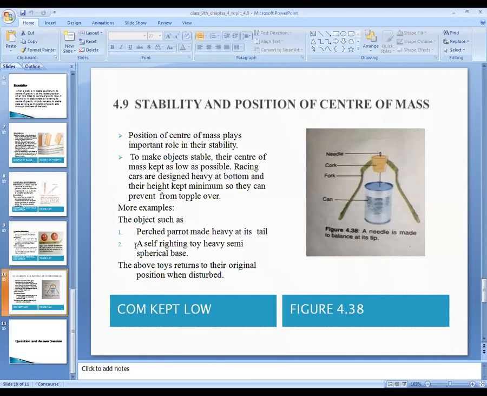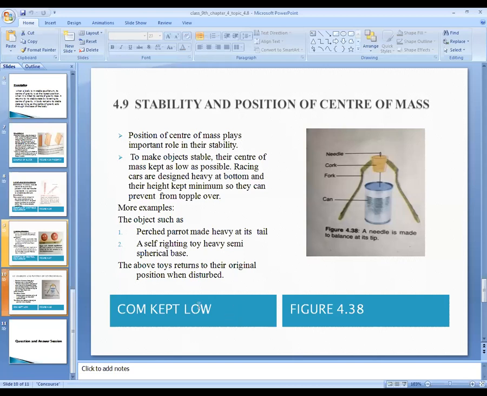Then the second example is self-righting toys, with a heavy semi-spherical base. If you look at page 103, you will see this figure. A self-righting toy will always come back to its original position if it is slightly tilted. The above toys return to their original position when disturbed. When we slightly disturb this, it will come back to its original position.